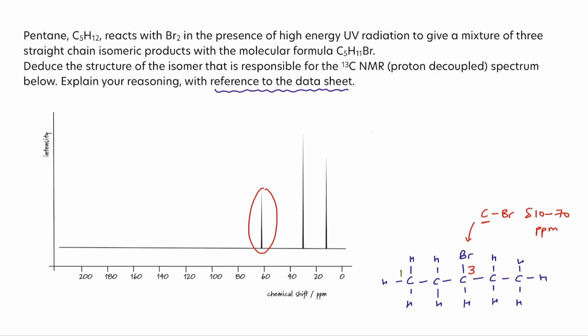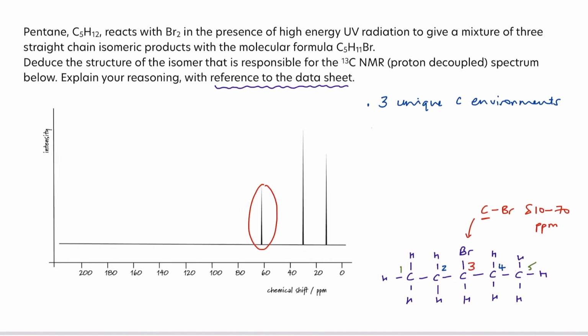So if I take carbons 1 and 5, we can see that they're equivalent because I've got a symmetrical molecule, which means that carbons 2 and 4 are also equivalent. So I can say for this molecule, I have got 3 unique carbon environments. We've already identified the chemical shift for the carbon bonded directly to the bromine. We could say that carbons 1 and 5 are equivalent, giving us 1 peak.